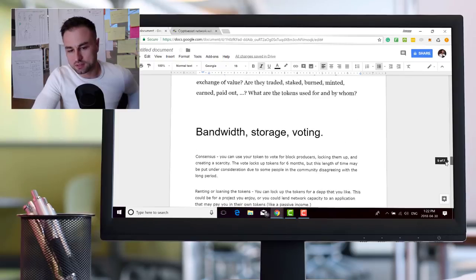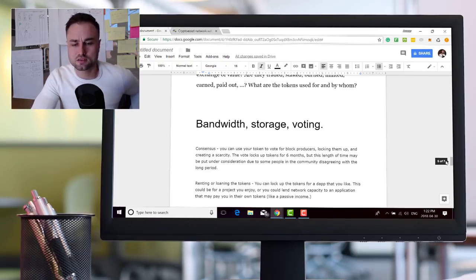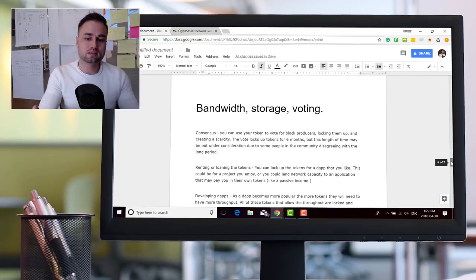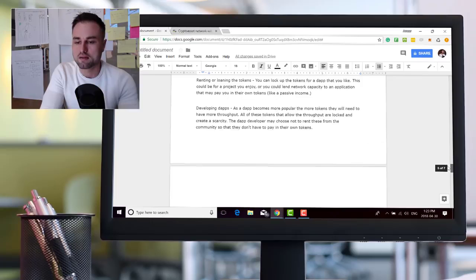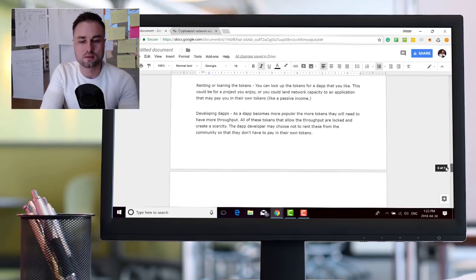Okay, so usage of tokens. Why even have an EOS token? Well, there are three main reasons. One, to buy bandwidth space on the network. Two, for storage. And three, as I just mentioned, for voting, right? So consensus: you can use your EOS token to vote for block producers, the 21 delegates, by locking them up and creating scarcity. The vote locks up tokens for roughly 6 months, but this length of time may vary, and people are still trying to figure out if it's 6 months or more or less.